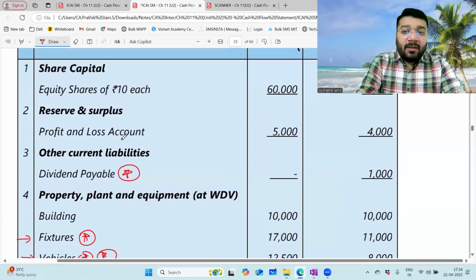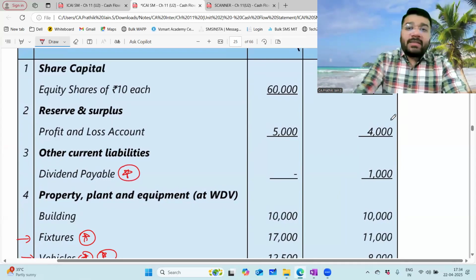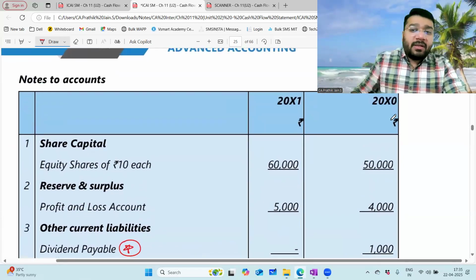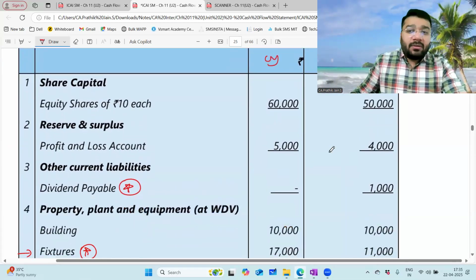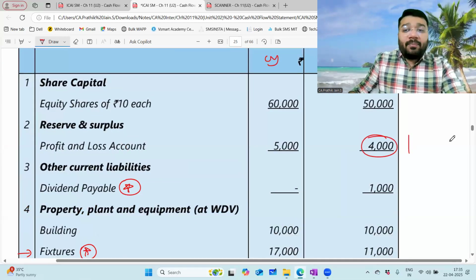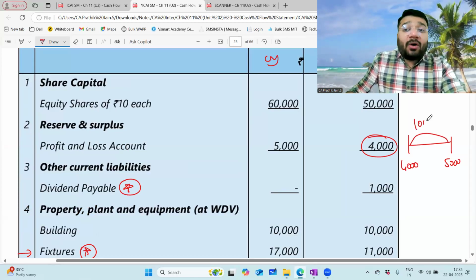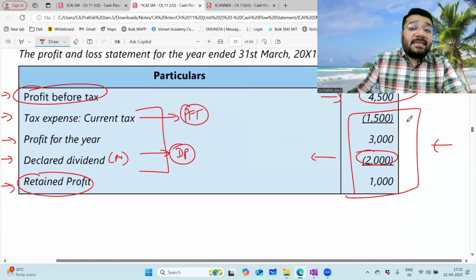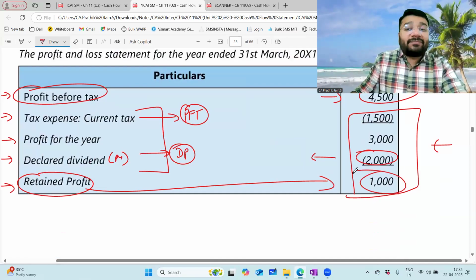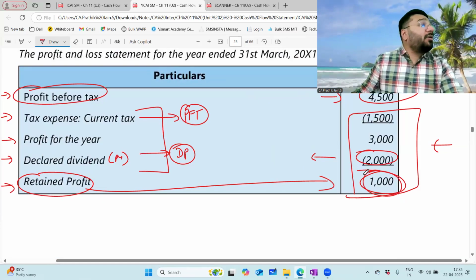Okay. Profit and loss account. Guys, what is the opening balance? This is previous year opening balance, current year closing balance. 4,000 is the profit in the beginning of the year. By the time you came to the end of the year, it became 5,000. How? So current year 1,000 profit added. And it is exactly matching with the retained profit here.